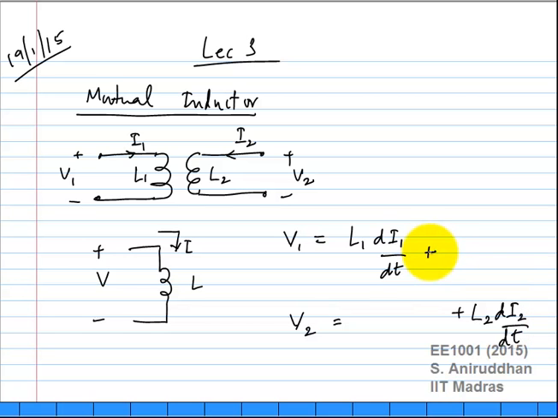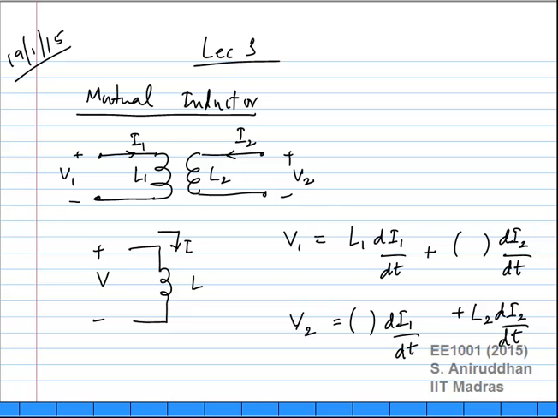So what we'll do, we'll add a second term for V1 that also depends on di2 by dt. Similarly, we'll add a second term to V2 that includes di1 by dt. As you can see, if you have coupled inductors, the voltage across each inductor depends on the current through both of them. So V1 and V2 depend on both I1 and I2, rather di1 by dt and di2 by dt. Any questions?